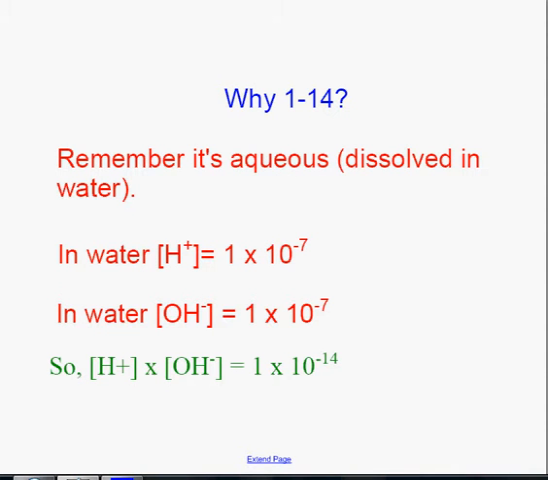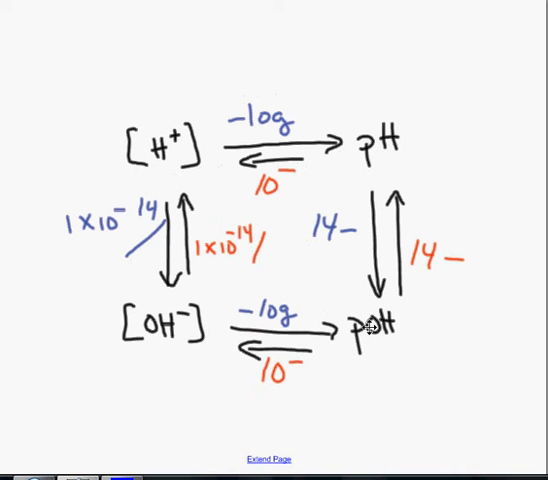Okay, why 14, right? Why 14? Well, the reason is that when you look in water, the hydrogen concentration is 1 times 10 to the negative 7. And when you look in water, the hydroxide is exactly equal. That's why it's neutral, right? It's also 1 times 10 to the negative 7. So you would get a pH of 7, a pOH of 7. If you add them together, 14. That's why everything is based on a scale of 1 through 14.